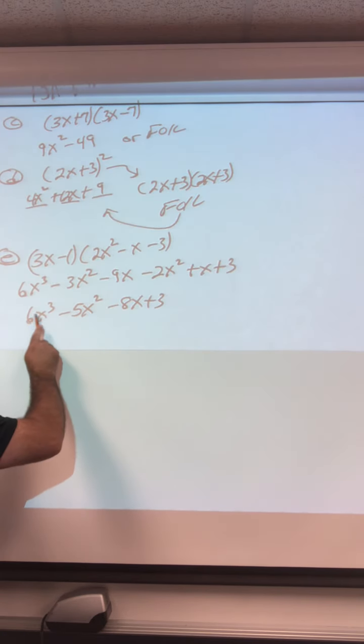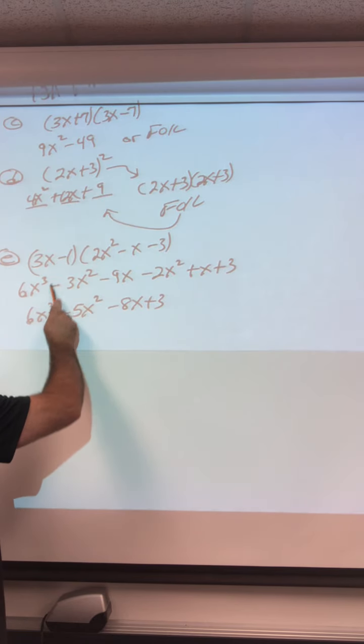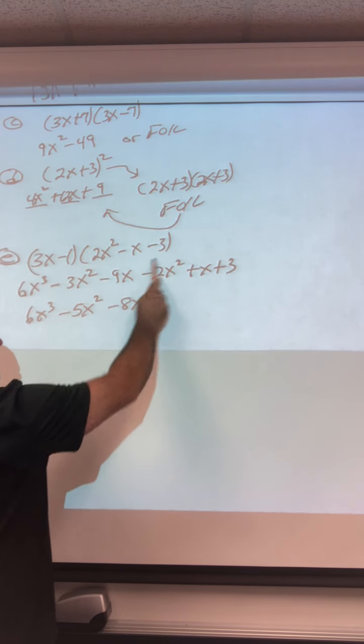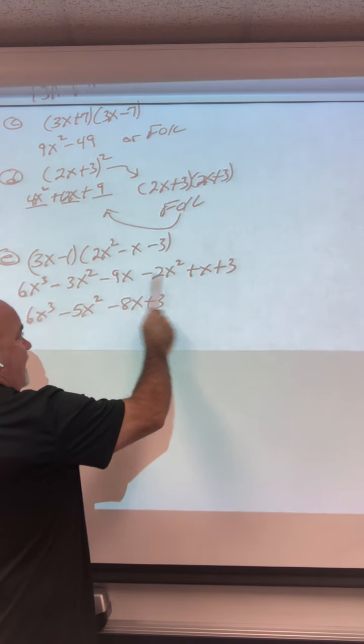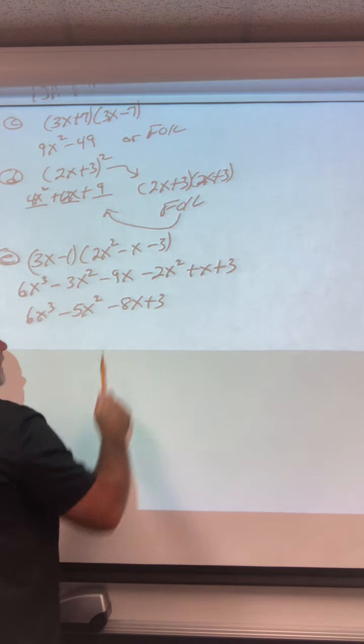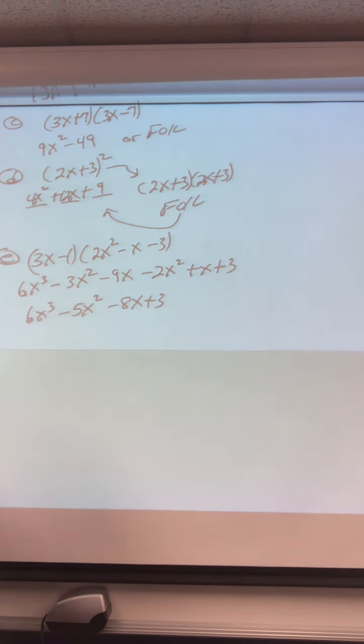Collect my like terms, 6x cubed. And then negative 3 minus 2 would be negative 5x squared. Then negative 9x plus 1x is negative 8x. And then bring down the plus 3. We call that writing the answer in descending order. Okay, so that's adding, subtracting, and multiplying polynomials.